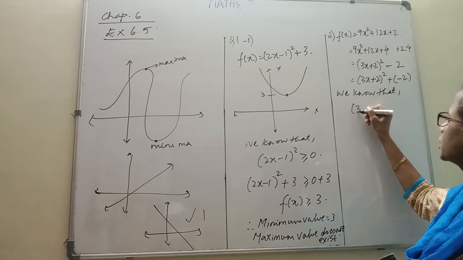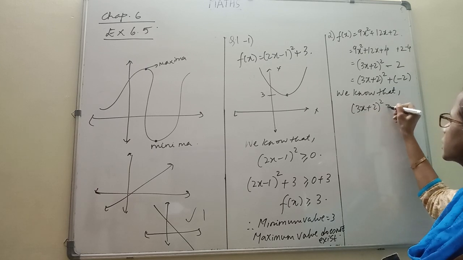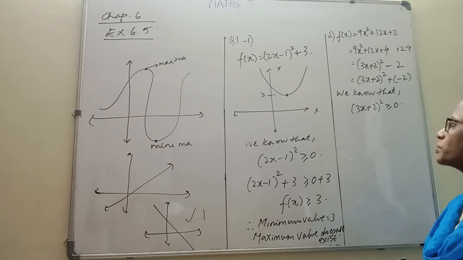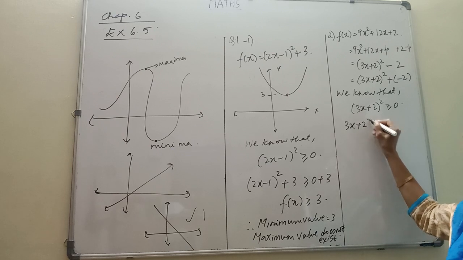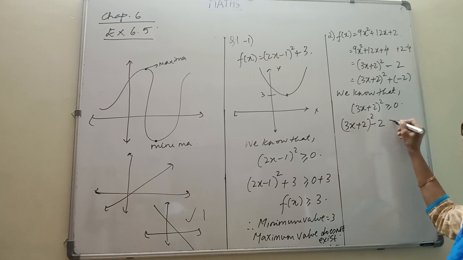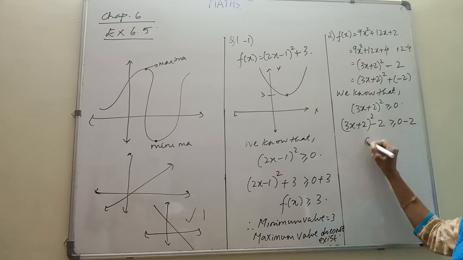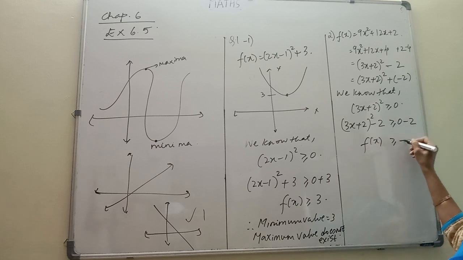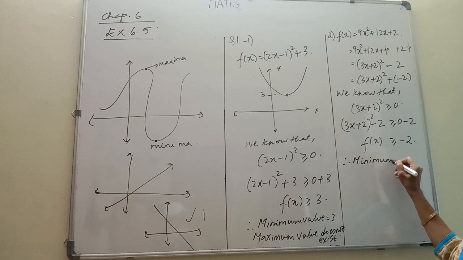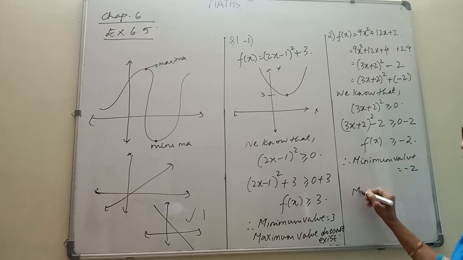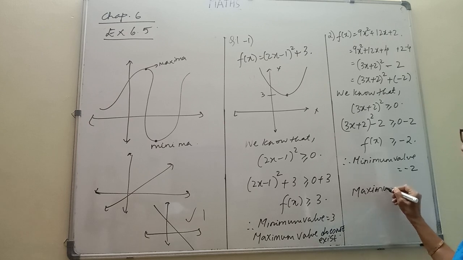We know that 3x plus 2 the whole squared is greater than or equal to 0. So because it's greater than or equal to 0, in order to reach the function, we are subtracting 2 on both sides. So what are we getting? Here we get the function is greater than or equal to minus 2. So that makes it very clear that there is a minimum value. Minimum value is minus 2 and maximum value does not exist because it goes on to the top side like that.